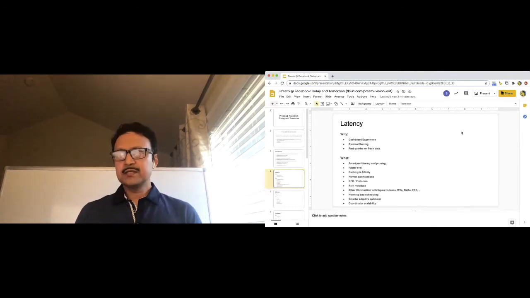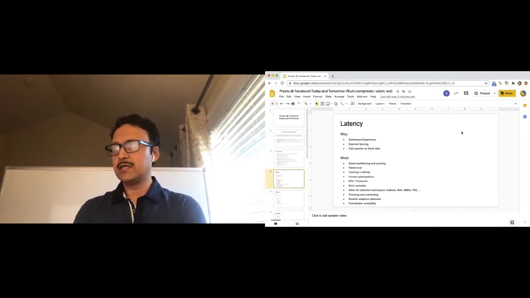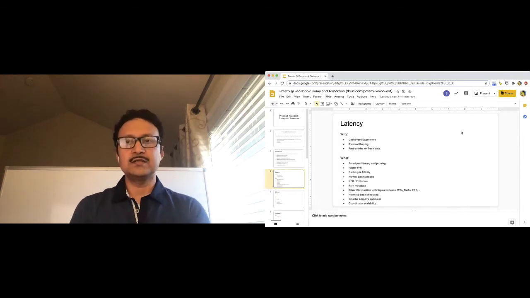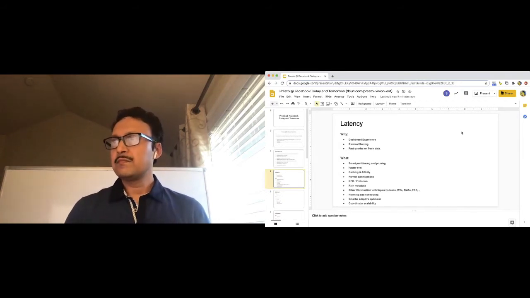Various other I/O reductions, we are looking at materialized views, looking at fragment result caching and things like that. We have, in fact, I think Shishun has a PR out for the fragment result caching, which is very promising. Planning and scheduling.